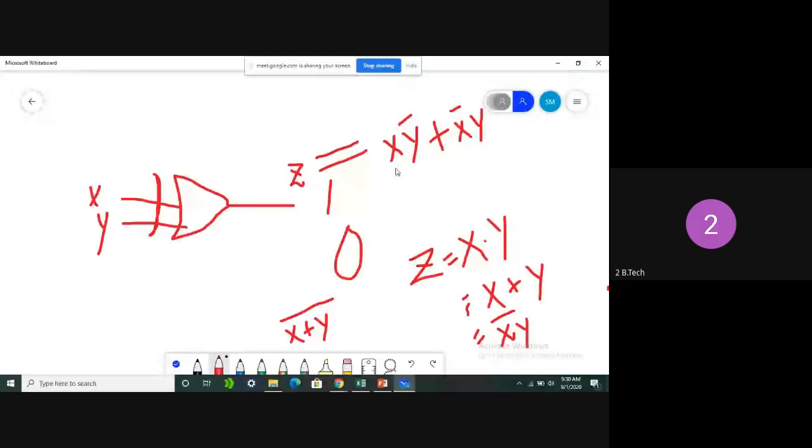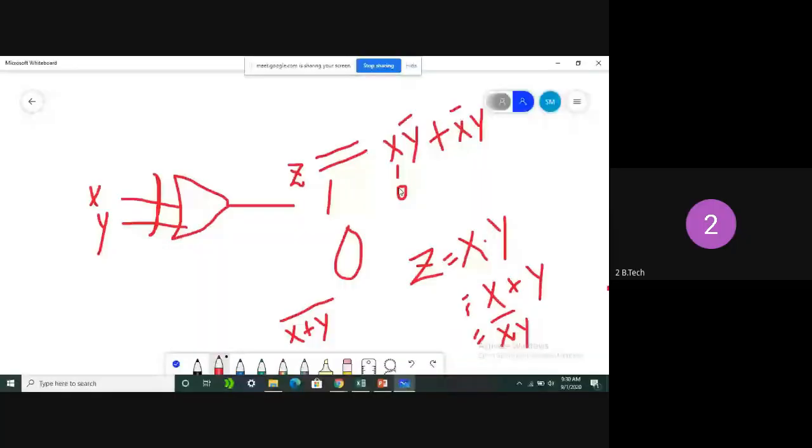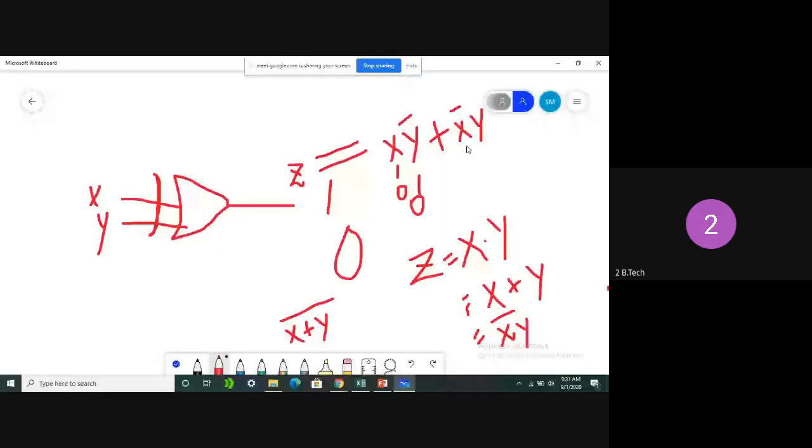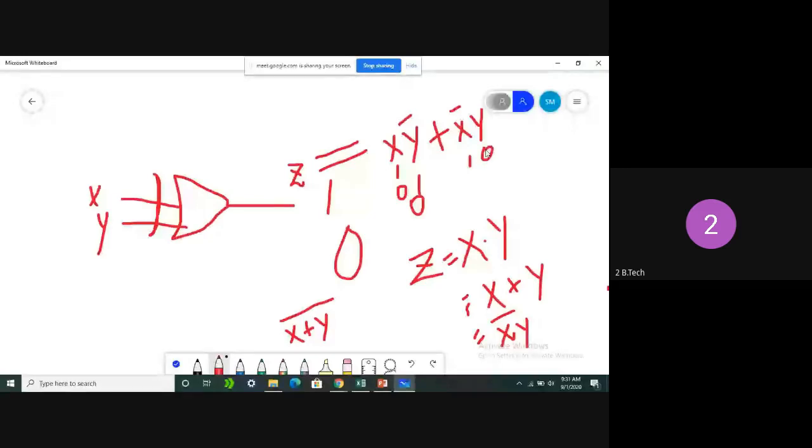Clear, all of you? If you take one condition, if X equals 0 and Y equals 0, Y equals 0 in the sense Y bar is going to be 1. Then 1 into 0, again this product term is 0. Again we took X equals 0, so here X bar is going to be 1, and we took Y equals 0, again 1 into 0, again 0. So if both inputs are 0, it is going to produce 0.